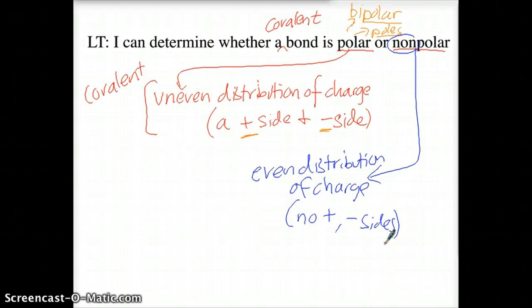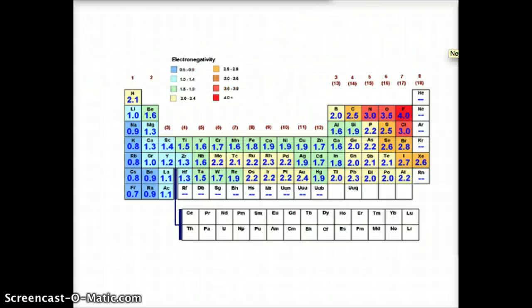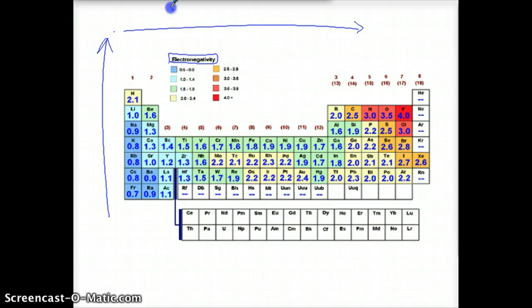So now that we know what these two terms mean, how do we actually figure out if a bond is polar or nonpolar? Well, in order to do this, we need to know the electronegativities of elements. So what we have here is an electronegativity scale. For every element, we have the electronegativity of that element. And as we can see, should be a review, as we go up and to the right on the periodic table, electronegativity increases.